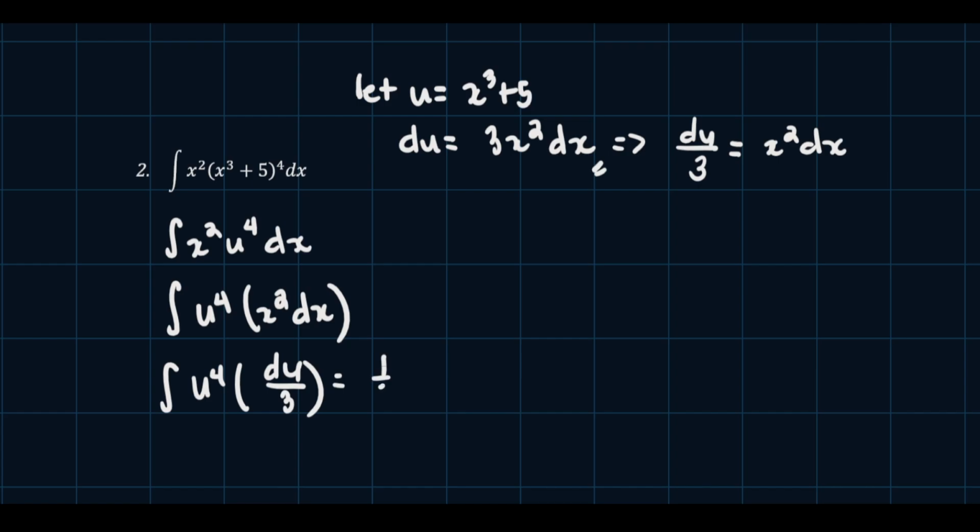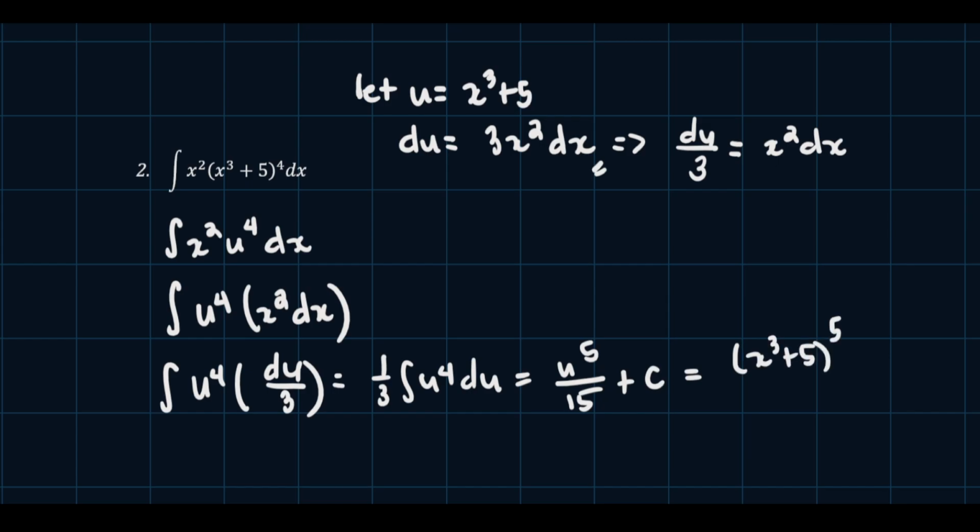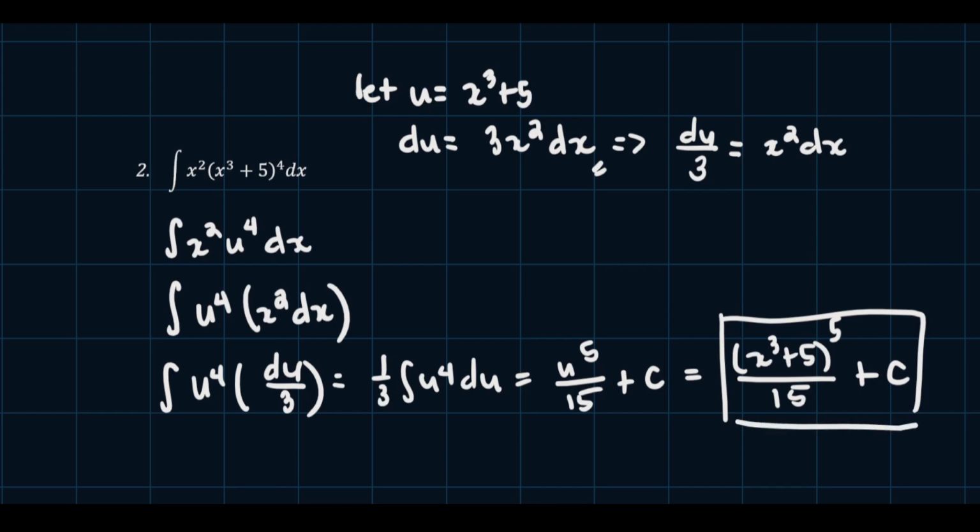Or this is 1/3 u to the fourth du. Then same ulit, power rule. This will give us u to the fifth power over 15 plus c, or x cubed plus 5 to the fifth power over 15 plus c. And this is our answer.